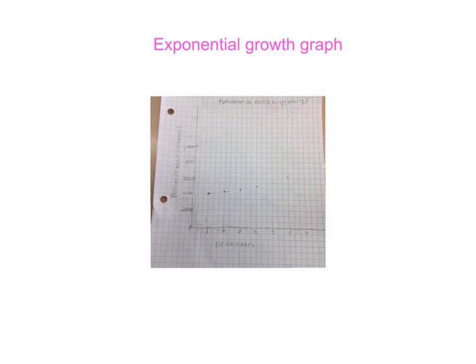This is the exponential growth graph. It should be going up like a slope. And if it isn't, then you must have done something wrong and you need to recheck your work. Make sure your numbers are evenly spaced.